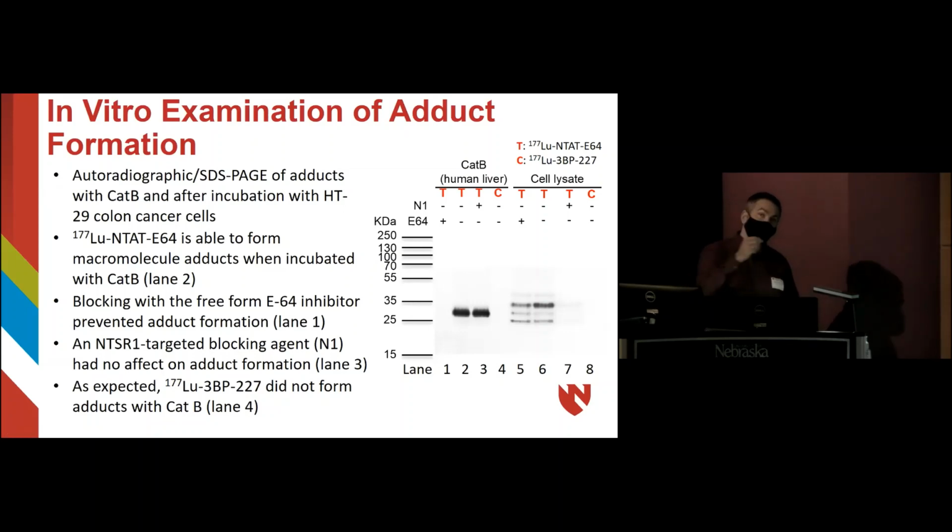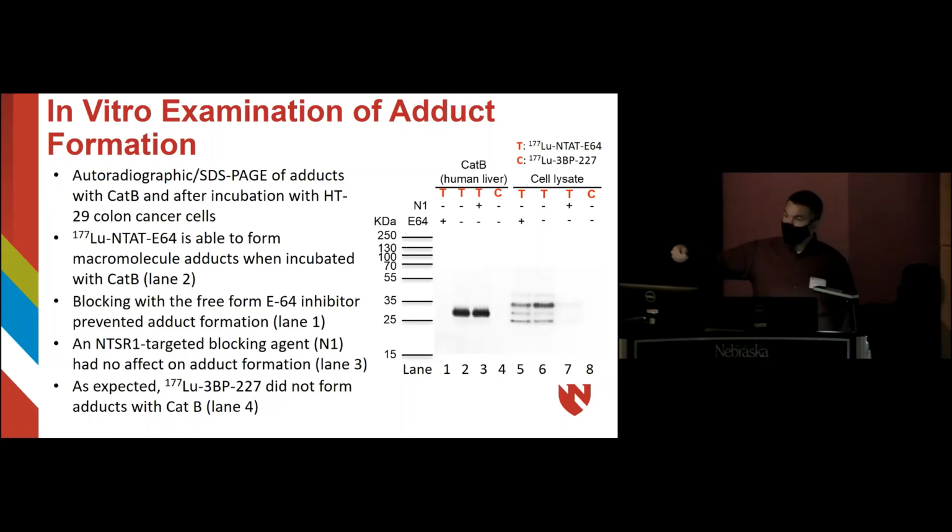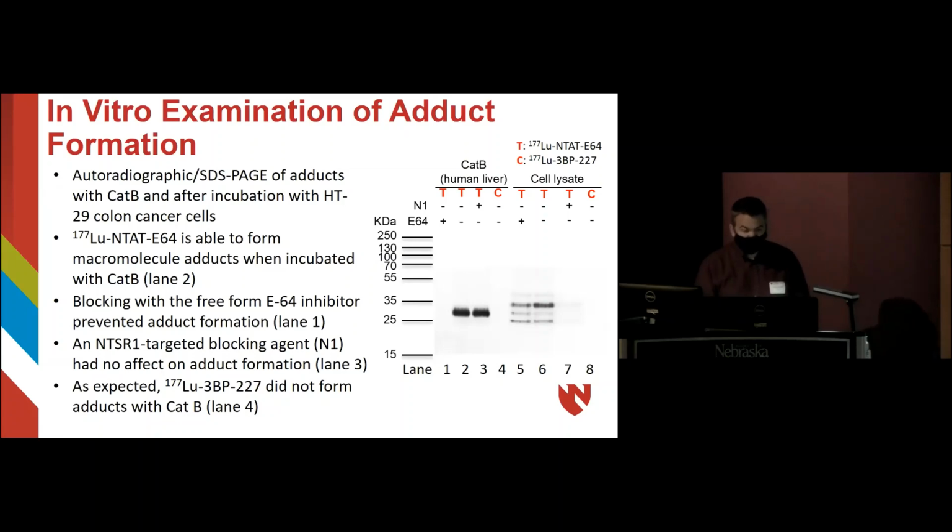And this points to the mechanism. In order for us to form adducts within the cell, the receptor has to be able to bring the drug in and escort it to the endolysosomal compartments. So if that process is blocked, no adduct formation will be completed.